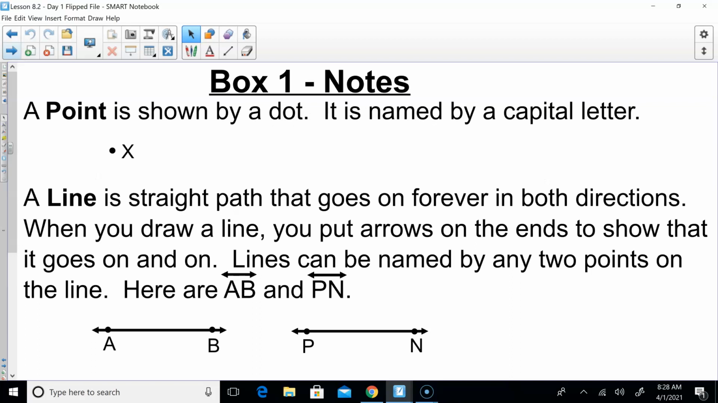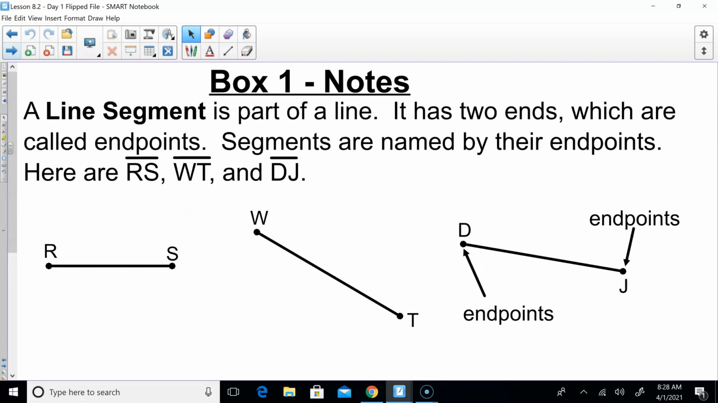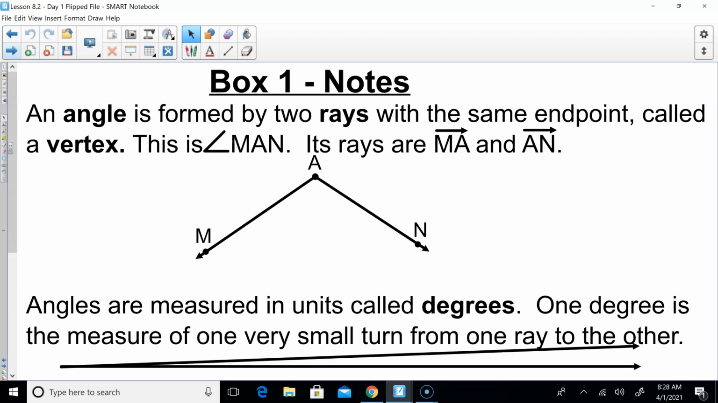The good news is, box one, you see a lot of review terms. There'll be some more terms we're going to add today, but we know what a point is right now. We have a line and the symbols of how it can be written as well. We have line segments, which we know are part of a line. They have endpoints. Also, an angle, something we added today is this section right here. So you're going to add this down to your notes right here about angles.